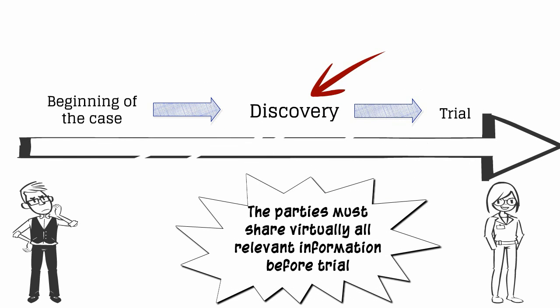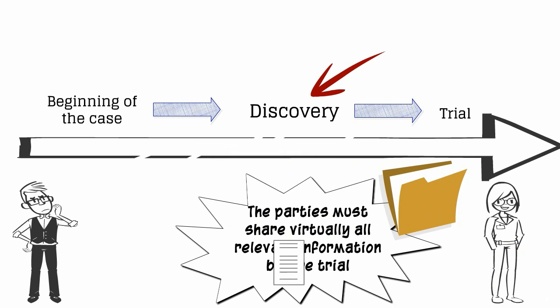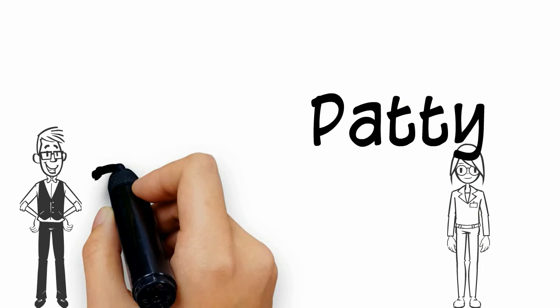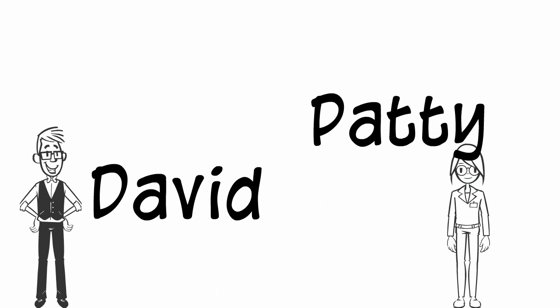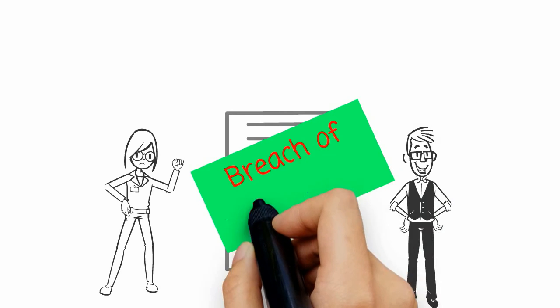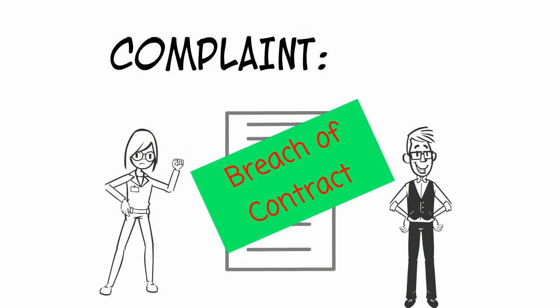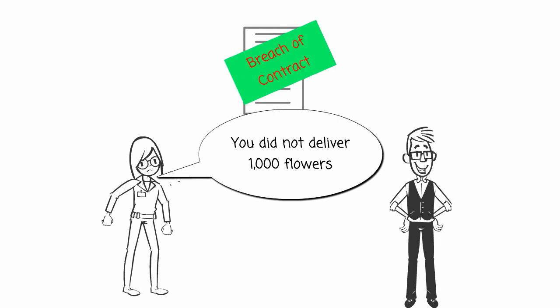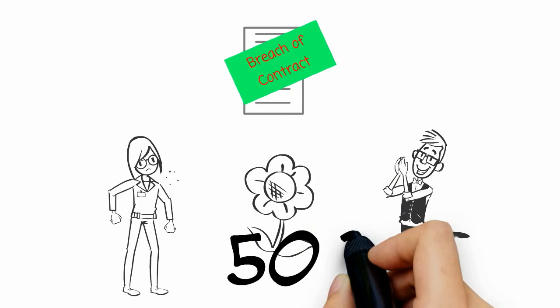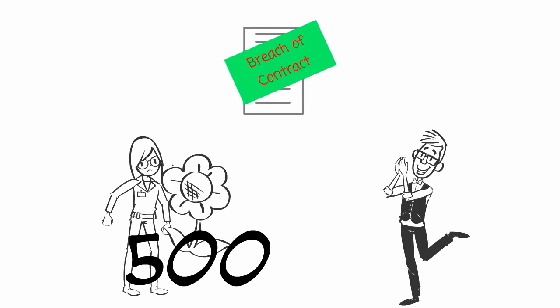In the United States, during discovery, parties are expected to disclose all relevant or even potentially relevant evidence prior to trial. As an example, let's say we have a plaintiff, Patty, and a defendant, David. And we'll say that in her complaint, Patty alleges that David breached a contract. And the allegations in her complaint are David failed to deliver 1,000 flowers as promised. Patty alleges that instead of sending 1,000 flowers, David only sent 500.